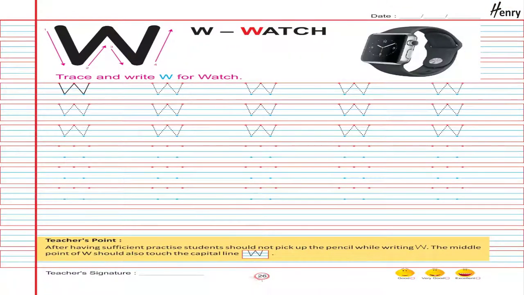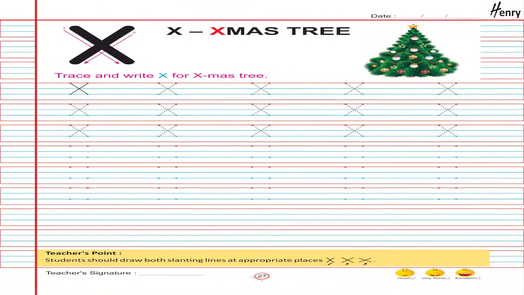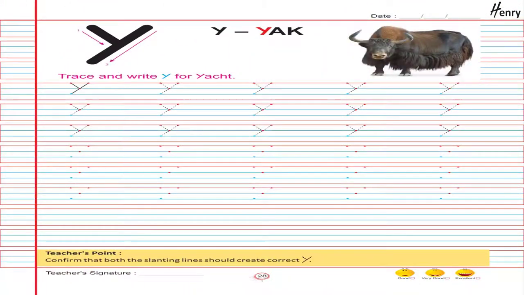W, watch. W, trace and write W for watch. X, Xmas tree. X, trace and write X for Xmas tree. Y, yacht. Y, trace and write Y for yacht.